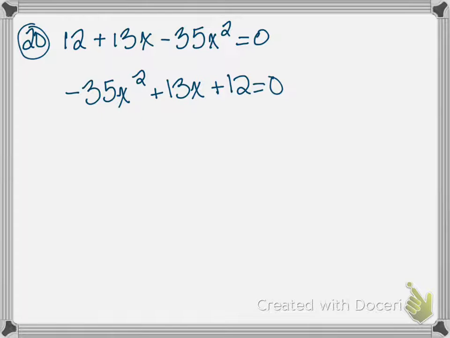And while I do want you to be able to work with numbers where your a value, or your coefficient in front of x squared, isn't 1, it just won't be this big. Okay, so the first thing we are going to have to do: some people like to divide everything by negative 1. I am one of those people. I like for my a value to be positive. So that is an acceptable thing to do, is to divide everything by negative 1.